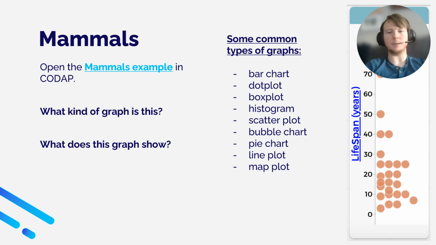Our next visualization is a little more helpful. This is another dot plot, but now we have lifespan in years, which is a quantitative continuous variable on the y-axis instead of the nominal variable from the last slide. This graph shows the distribution of different lifespans across all the mammals in our sample.